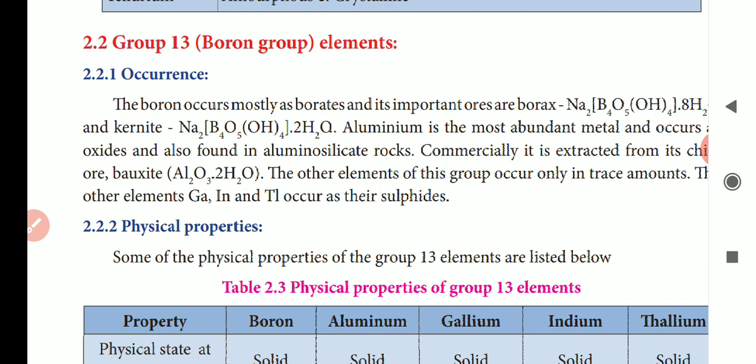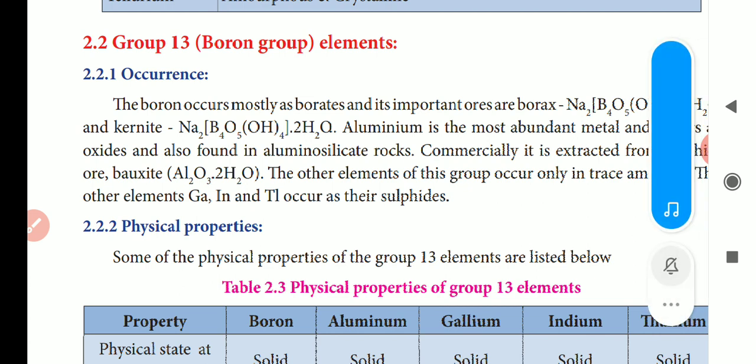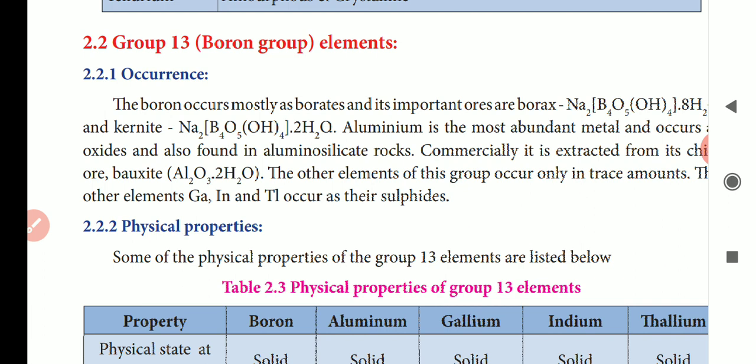If the last electron goes to the s orbital, that block is called an S block element. If the last electron goes to the p orbital, it is called a P block element. If the last electron goes to the (n minus 1) d orbital, it is called a D block element. If the last electron goes to the (n minus 2) f orbital, it is called an F block element. Based on that, elements are classified into these four types.